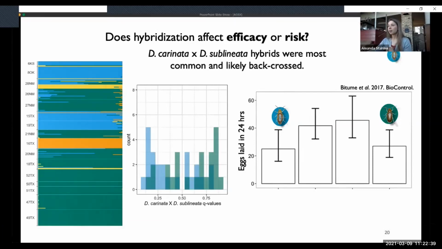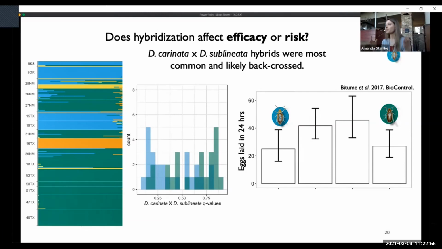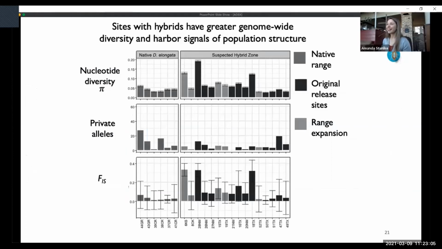So I'm showing here the Q values from structure, and this is symmetrical as a biparental cross. We can think of the Q value as a hybrid index. And what you should see is that there's lots of back crossing. So this also implies a breakdown or a lack of reproductive barriers. So that is quite interesting.